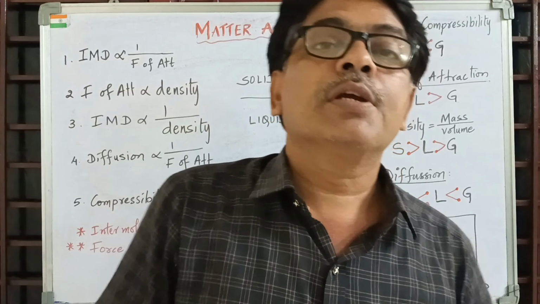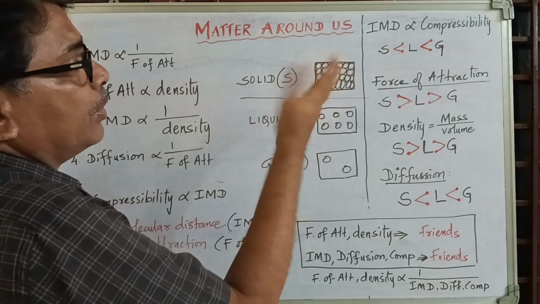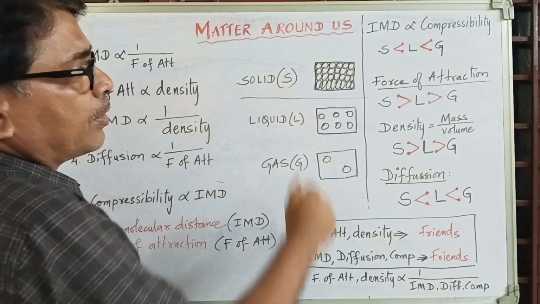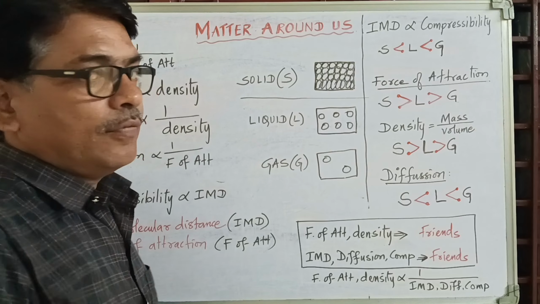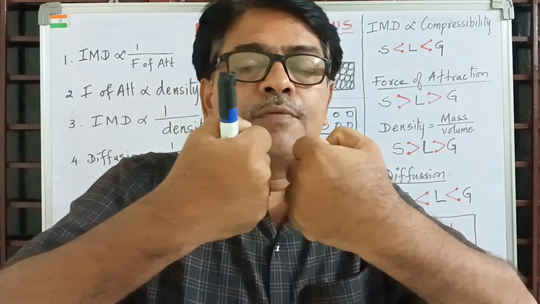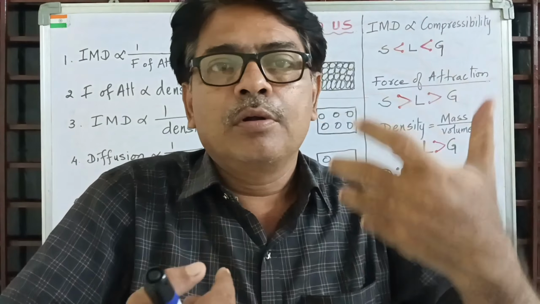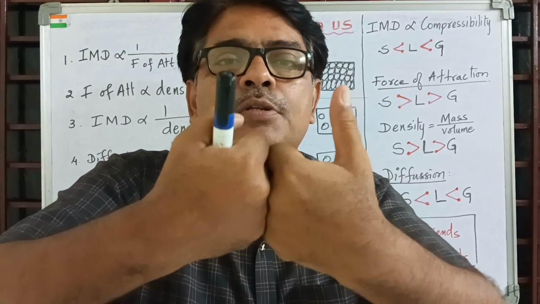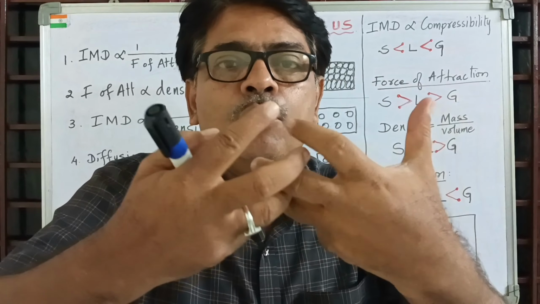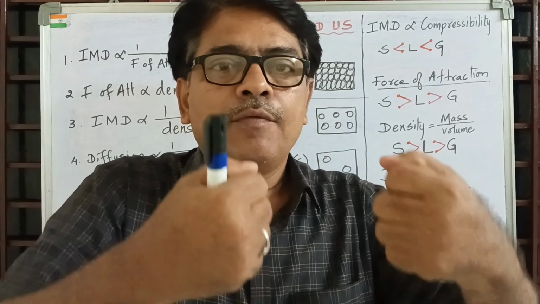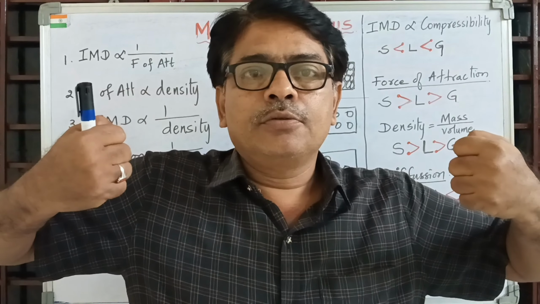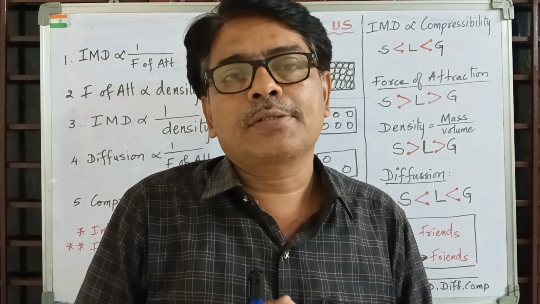Okay. So when you take solid, you see there is no intermolecular distance. If there is no intermolecular distance, then force of attraction will be more. No intermolecular distance, so both are very close to each other, more force of attraction will be there. If the intermolecular distance is large, force of attraction is less.